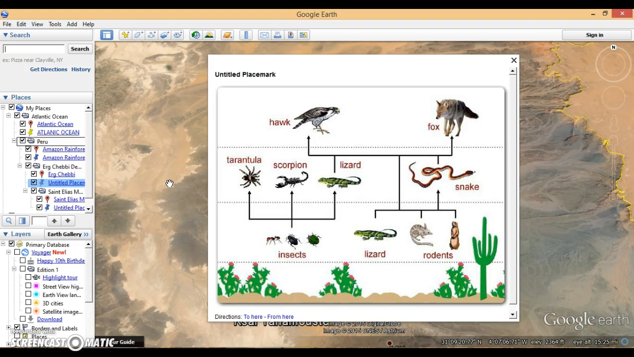Next, in order, we have secondary consumers. This includes the tarantula, scorpion, and lizard. They all eat insects, and the snake eats the lizard and the rodents. At the top, we have a hawk and a fox. They are the tertiary consumers and eat what is below them. So the fox would eat the snake, lizards, and rodents, and the hawk would eat the tarantula, scorpion, lizards, and maybe even some insects.